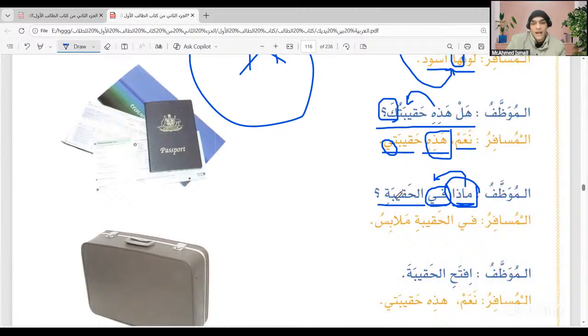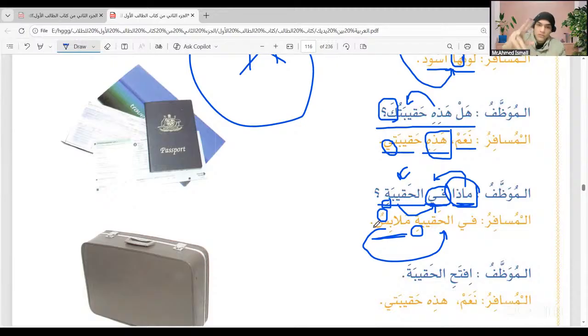So ماذا في الحقيبة. And if you look here, guys, why الحقيبة? Because you have the حرف جر في before it. So this word will be مجرور with كسرة in the end of it. So ماذا في الحقيبة? You say في الحقيبة with كسرة, ملابس with ضمة, because here the word ملابس is actually مبتدأ, because the original sentence is ملابس في الحقيبة. The clothes are in the bag.